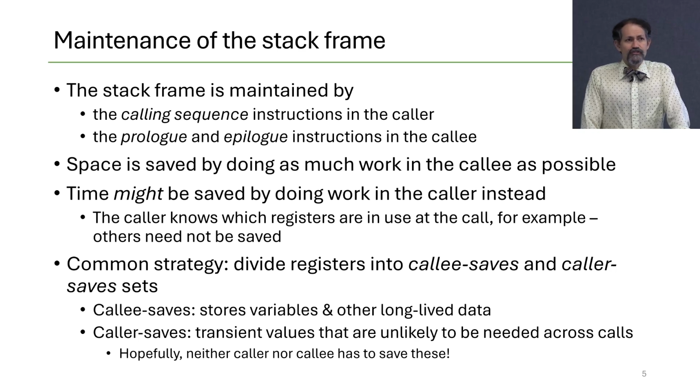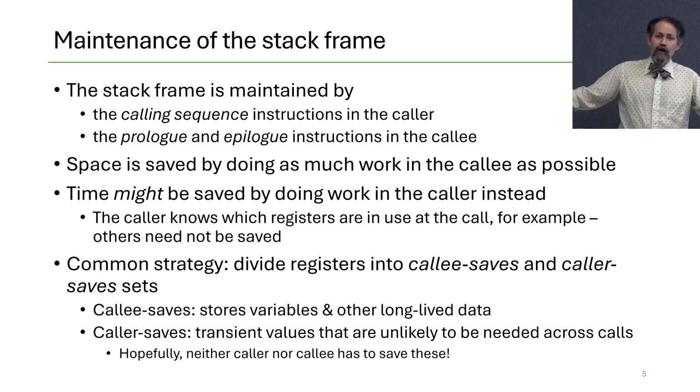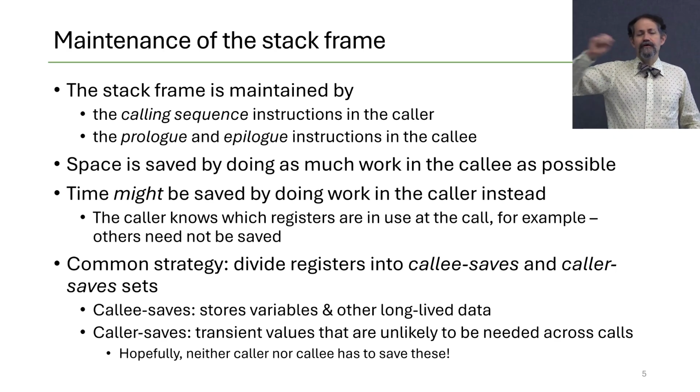For the callee saves registers, we typically want to use variables and other long-lived data. So this data will live across multiple calls, and if we're calling another function, then it will save them for us so that we can get them back when we're done.